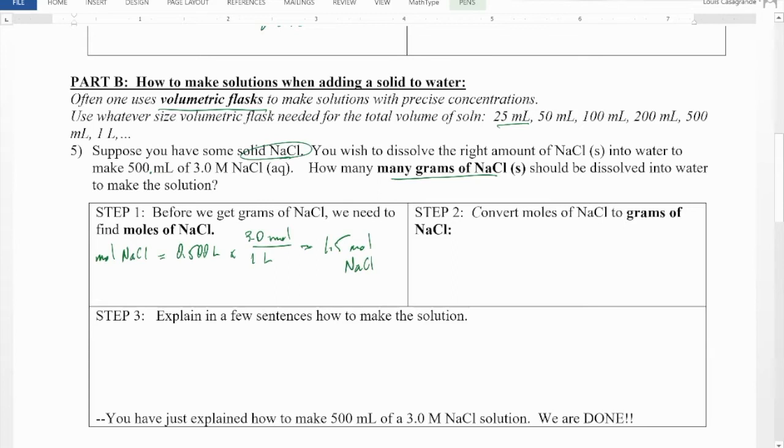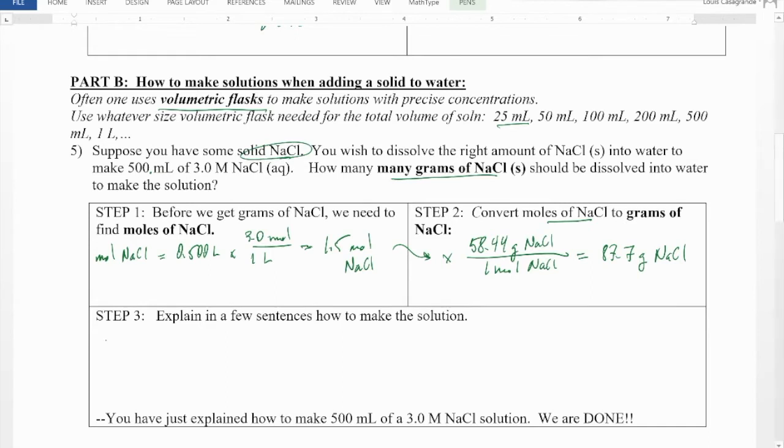Next step is to convert the moles of NaCl to grams of NaCl. So take that number, and we're going to multiply that by the molar mass. Again, I'll spot that for you because I'm sure you can determine the molar mass. 58.44 grams of NaCl over 1 mole of NaCl. And that's going to give us 87.7 grams of NaCl. So what you would do is go to a balance in the lab and measure out 87.7 grams of sodium chloride.